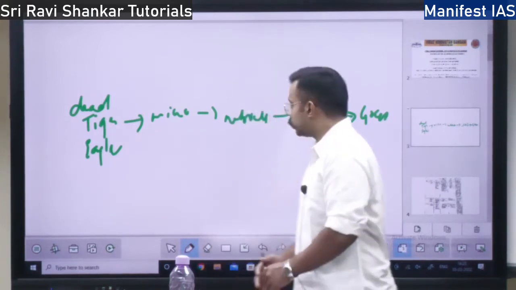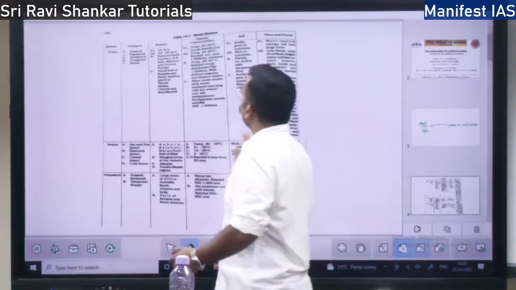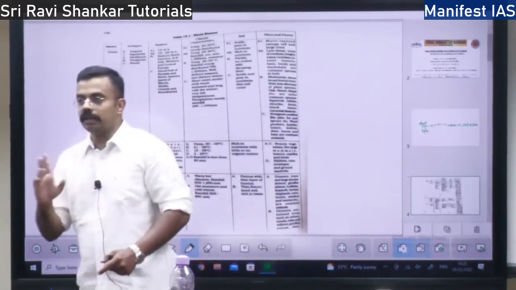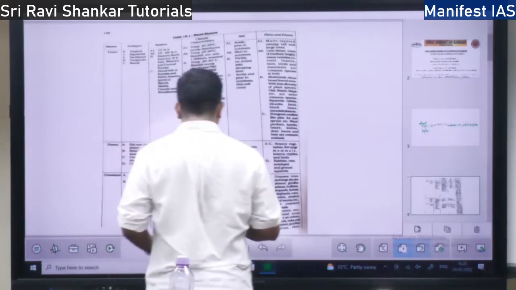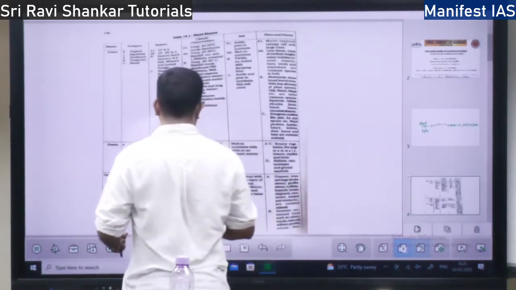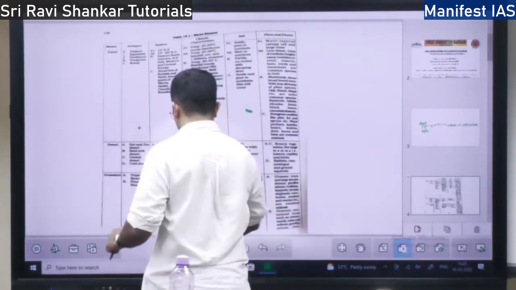Next, we will talk about the biomes. So biomes, I have to discuss various biomes. First, you have the, so it is not visible, but I can't help it. This is the best picture I could get.